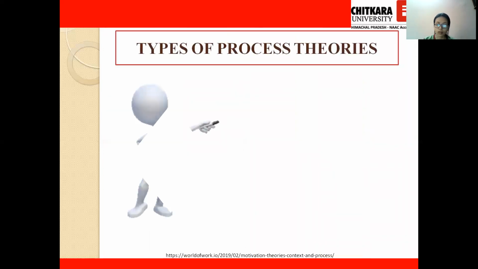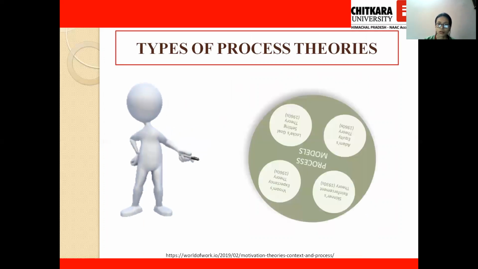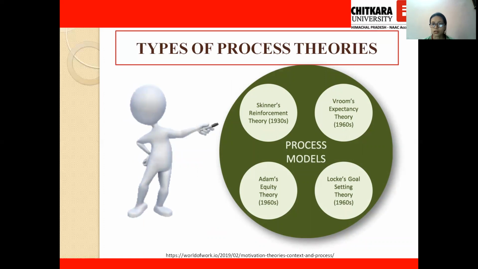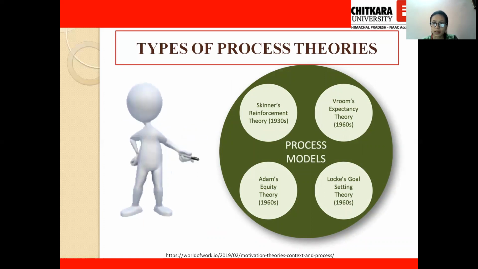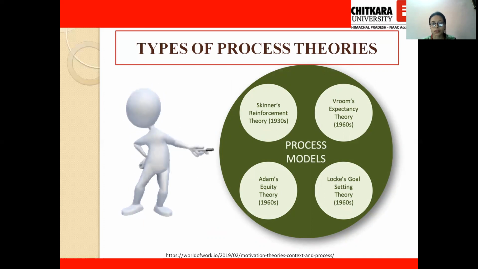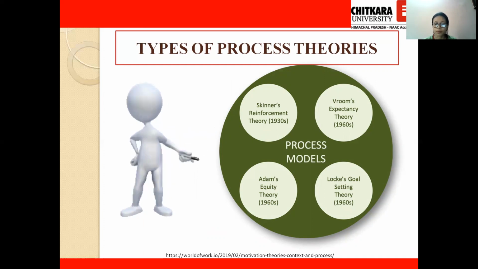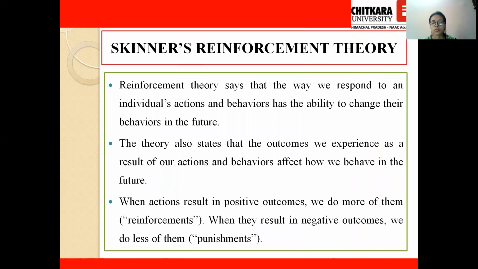First, we are going to list the types of process theory. The first one is the Skinner reinforcement theory, which was initiated in the 1930s. The second one is the Vroom expectancy theory, the third one is the Adams equity theory, and the fourth one is Locke's goal setting theory. So one by one we are going to discuss the process theories. The first process theory is Skinner's reinforcement theory.